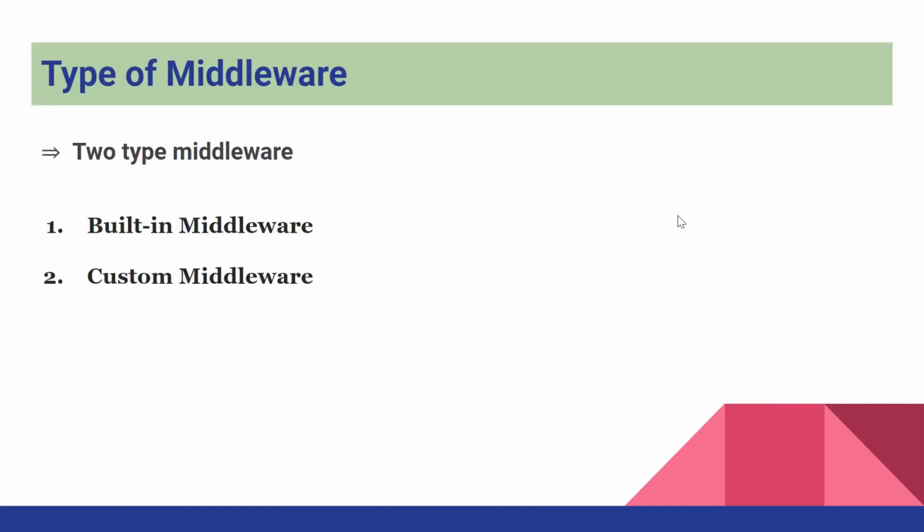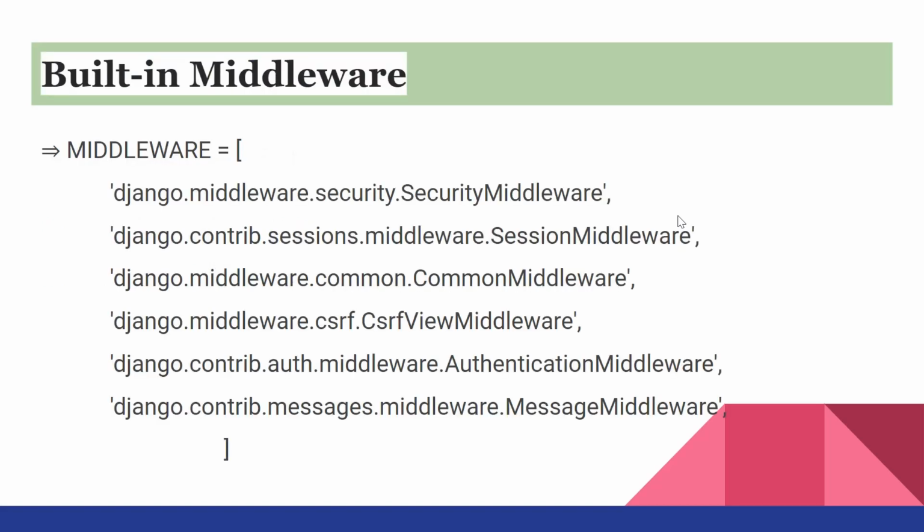There are two types of middleware: built-in middleware and custom middleware. Built-in means middleware already provided by Django. Custom means customized middleware, any middleware functions or classes you write yourself. Built-in middleware is listed in settings.py under MIDDLEWARE: security middleware, session middleware, common middleware, CSRF middleware, authentication middleware, and message middleware. These are all the built-in middleware.